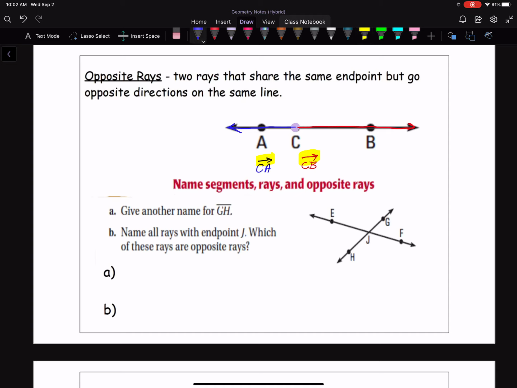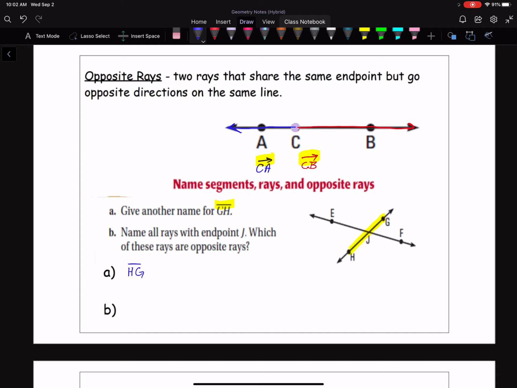So give another name here. We'll jump to the bottom. Give another name for GH. Well, what is GH? Is it a line segment, a ray? How can you tell? Look right above here. That right there is a line segment. It doesn't have arrows on it, so that is the only option. So what's another name for line segment GH right here? Well, we talked above that you can just flip the letters and call it HG. Line segment HG. There you go. That would be another name.